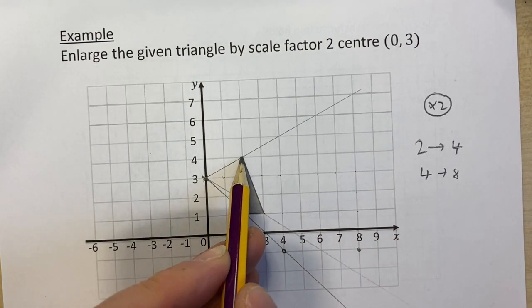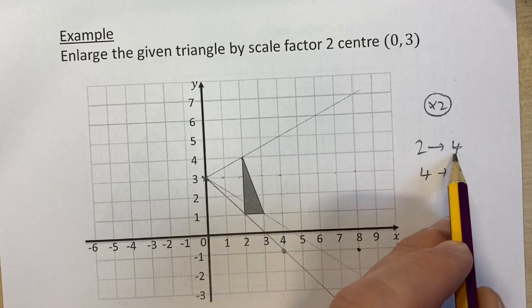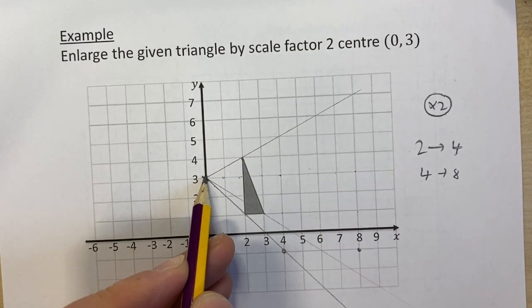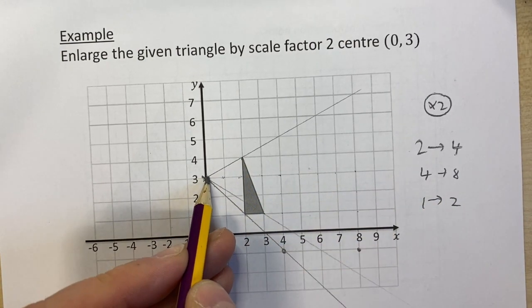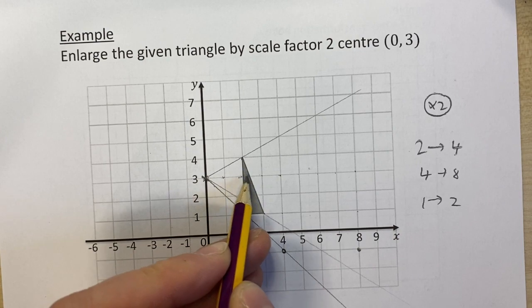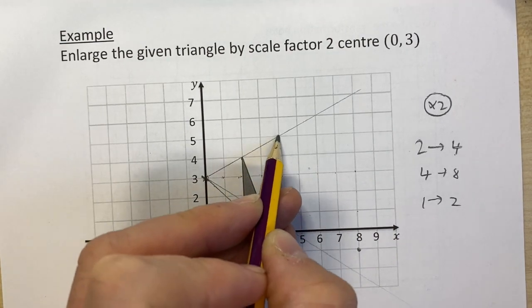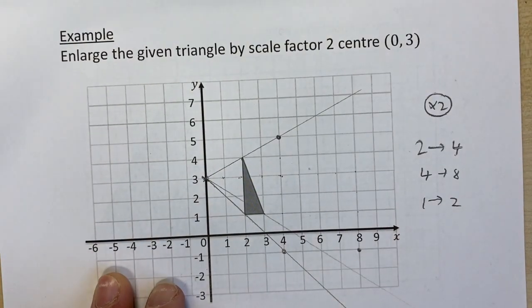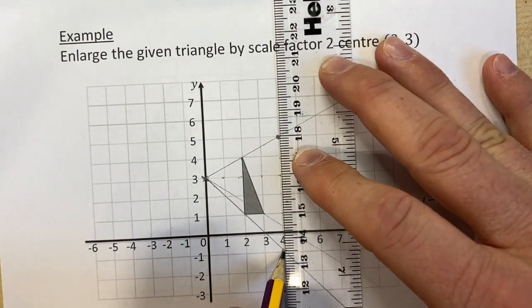The third point is 2 across, so it's now going to be 4 across, and is 1 up, and 1 up now becomes 2 up. So we're now 1, 2, 3, 4, and 1, 2 up. And if we join up, we've made that twice as big.